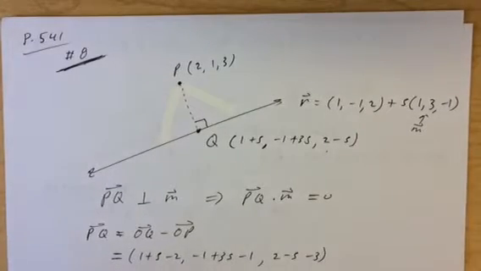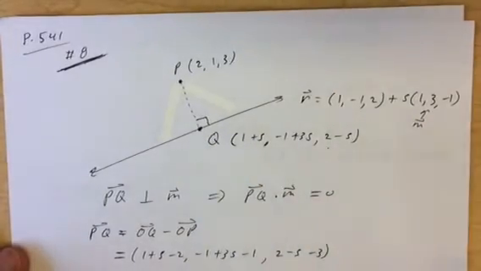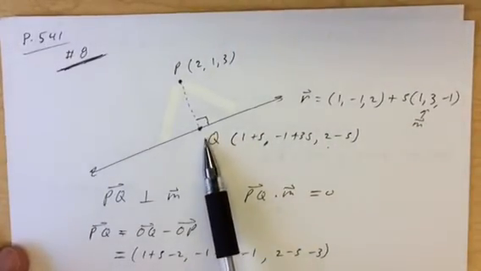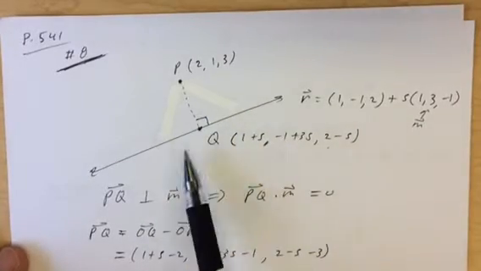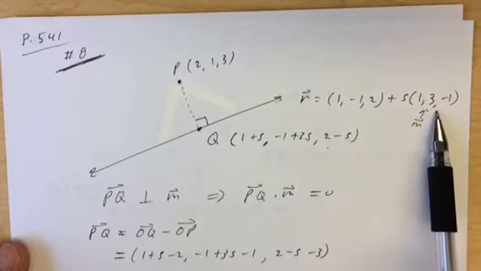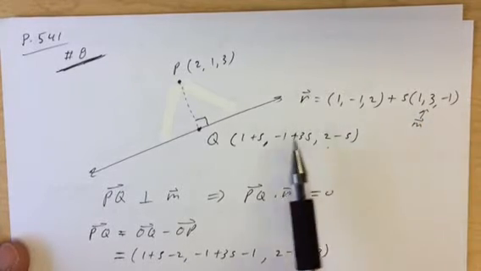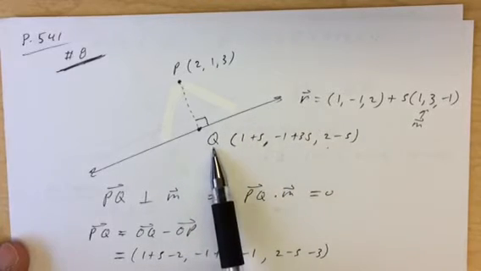So this is for questions 8 and 10 on page 541. Question 8 asks you to find the point Q that is closest to point P that's on the line that's given. Okay, so the equation of the line is here. Put that in parametric form and we get the coordinates of any point Q on that line.